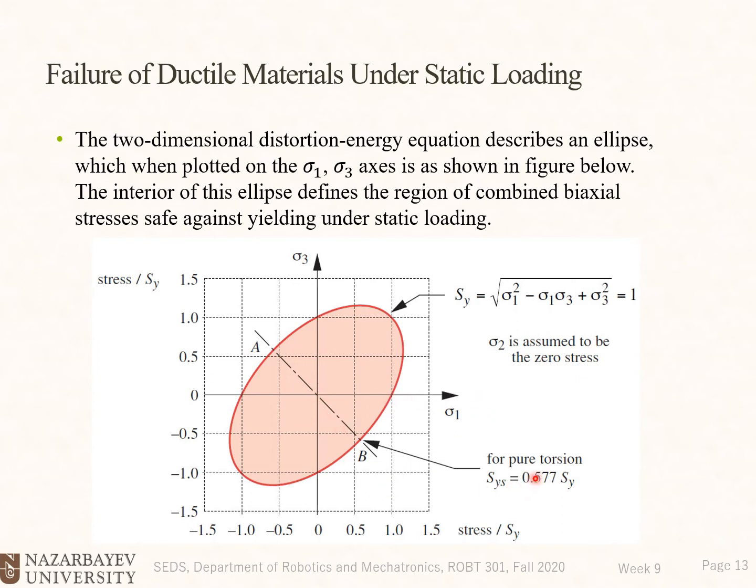Now, this is the line for the pure torsion test. For the pure torsion test, we know that sigma 1 is equal to minus sigma 3. So at the beginning, when we apply the torsion torque, we are at the origin, and as we increase the torque, sigma 1 and sigma 3 both increase, until we reach the border of the ellipse. At this point, the part fails. We'll discuss where this formula came from in the coming slides.